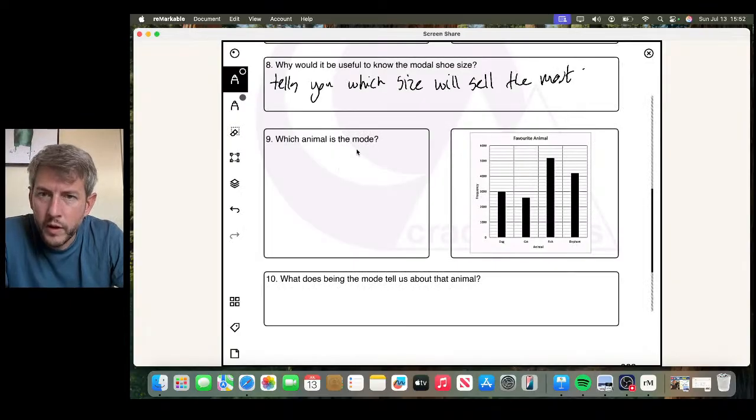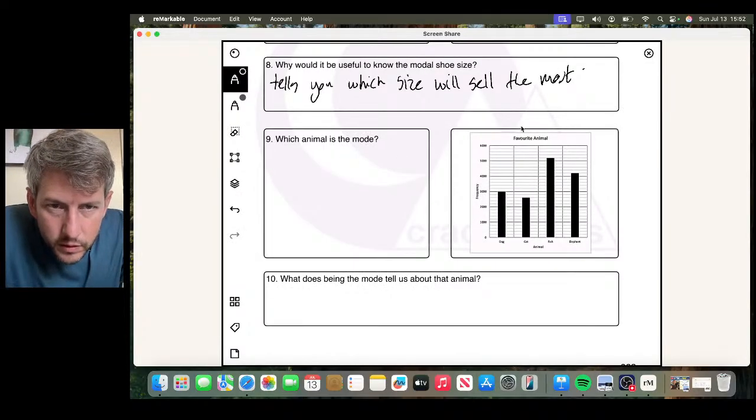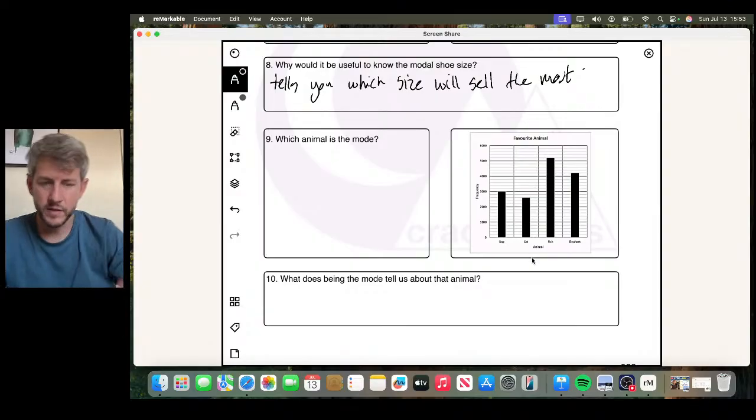Which animal is the mode? Okay, here's a chart of a favourite animal here, and I can see that the favourite animal is this one because the bar is the highest bar, so it's fish.